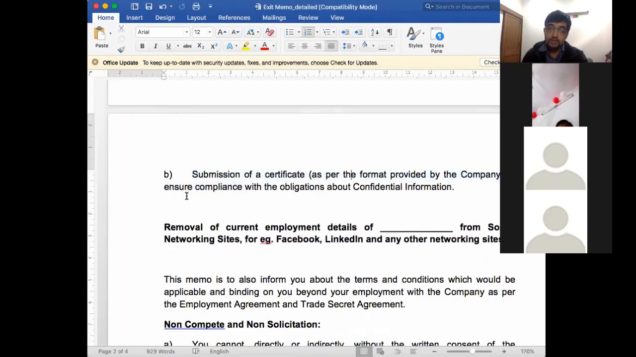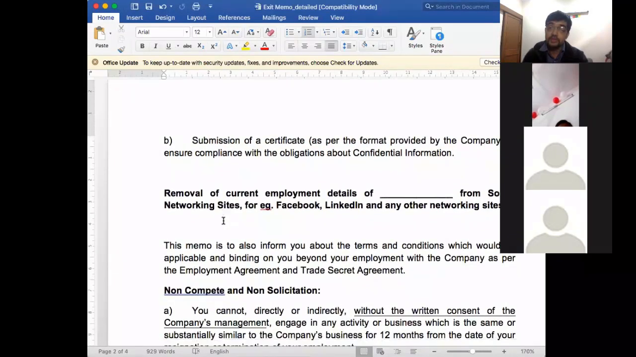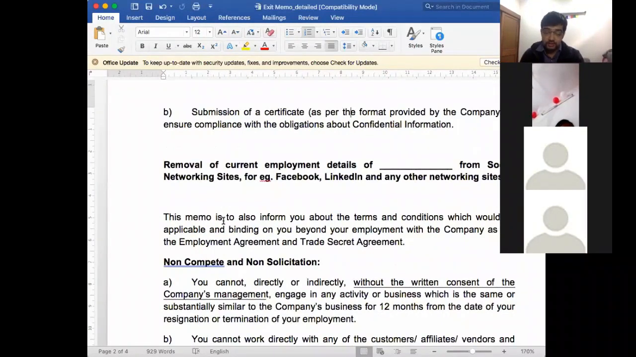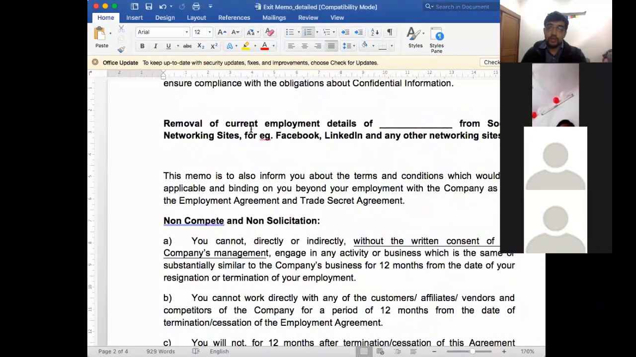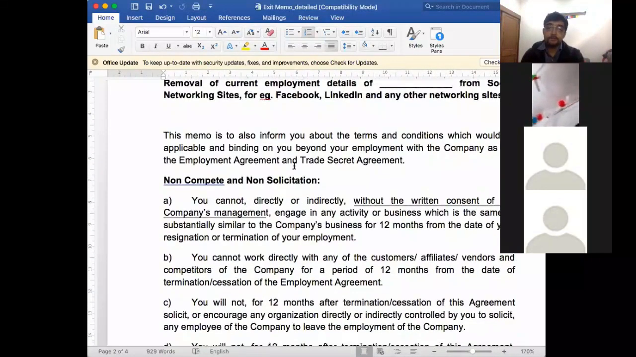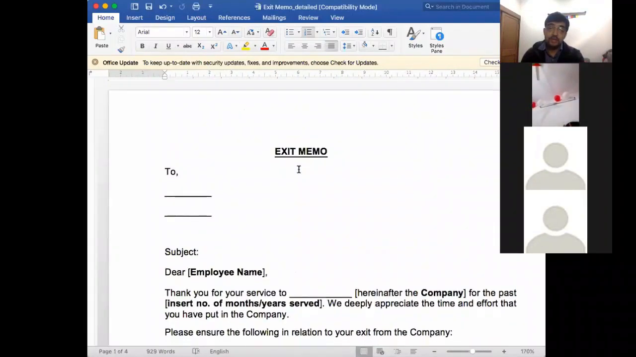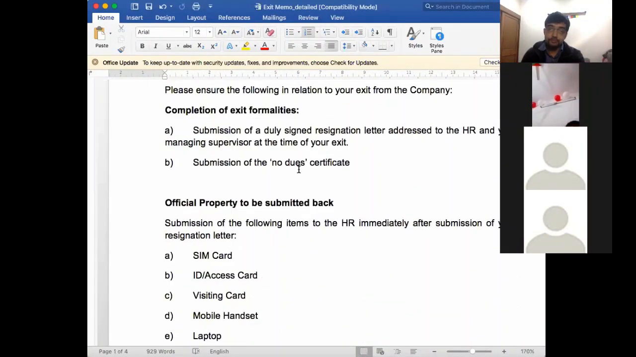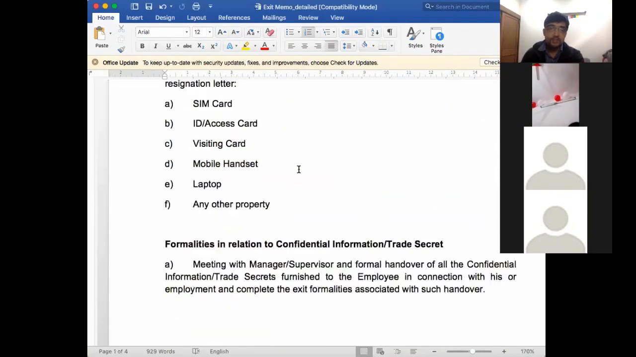to ensure compliance with the obligations about confidential information. So you can have a further letter that the company designs, a kind of checklist which says that these are the things to be returned. Once the employee does that, he can sign a certificate and furnish it saying that I have returned everything. Then removal of current employment details of the employee from social networking sites. If the employment ends today, you don't want the employee to say that he is still an employee after this date, right? Now, this is the part which is a record of completion of all the past events.